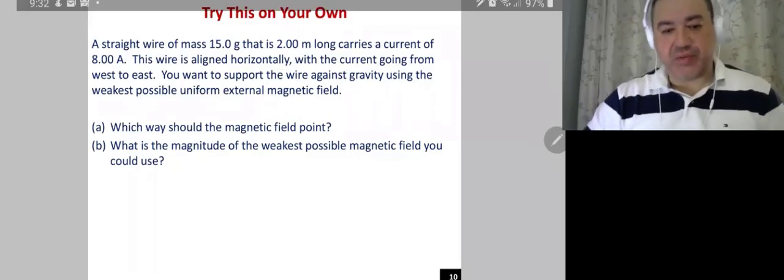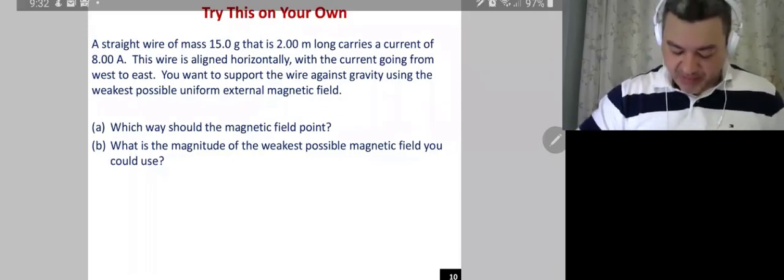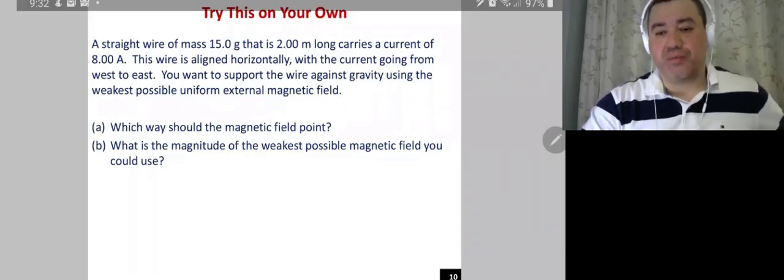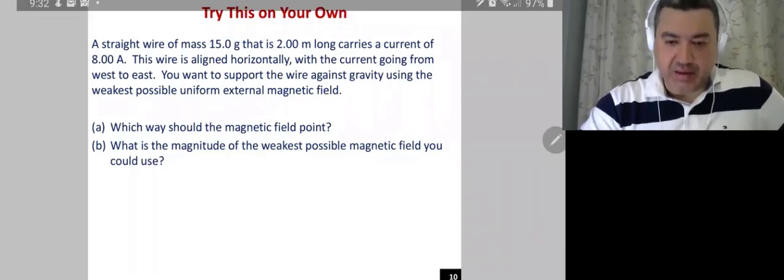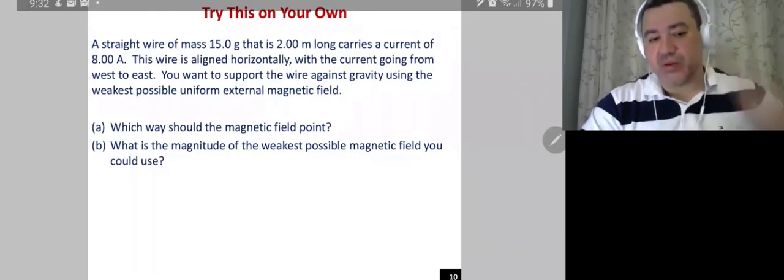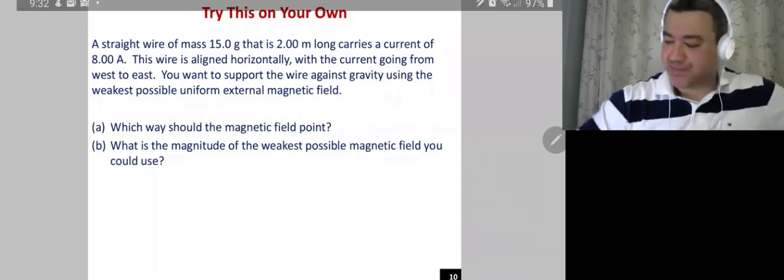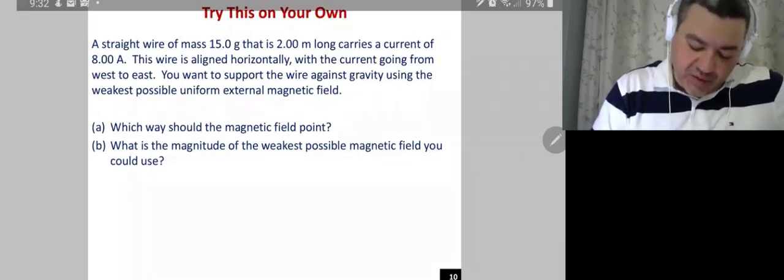Last lecture we stopped at this problem. In the previous posted video lecture I talked about it, and I included one more slide with the solution for this problem. Again, we will go through it very quickly here.